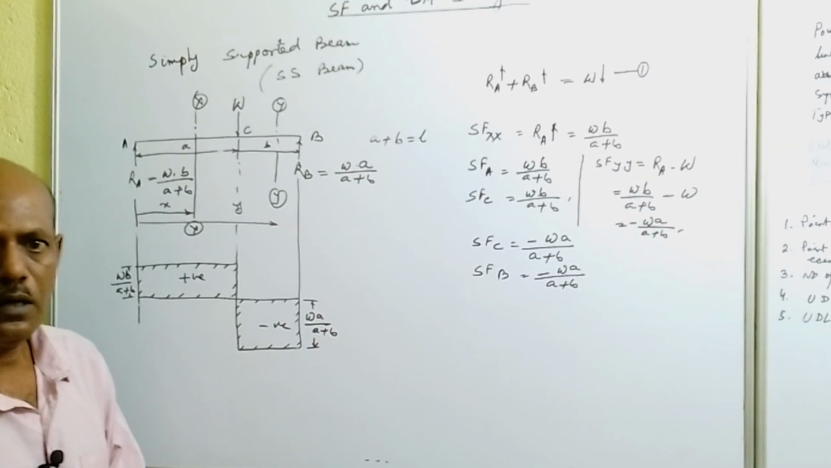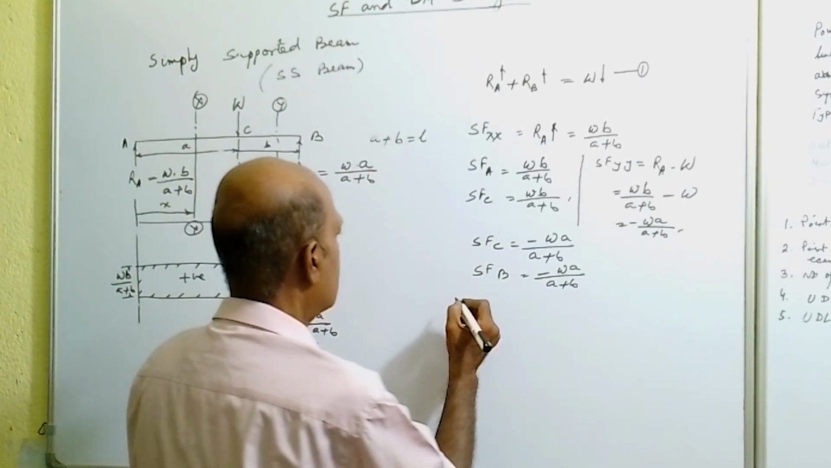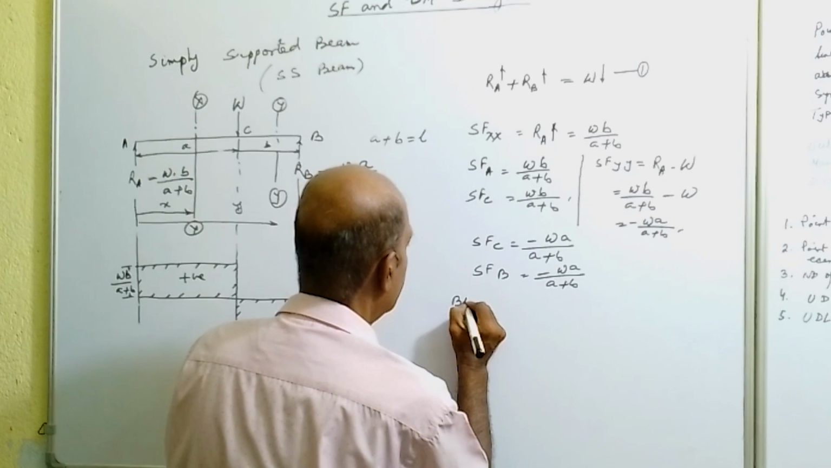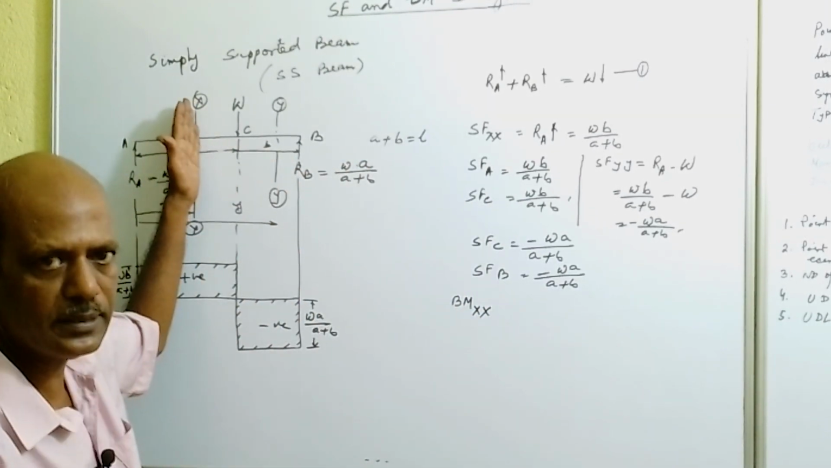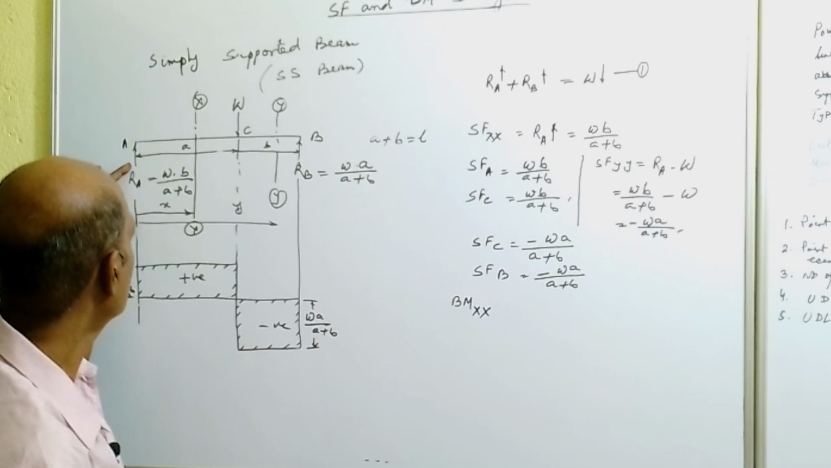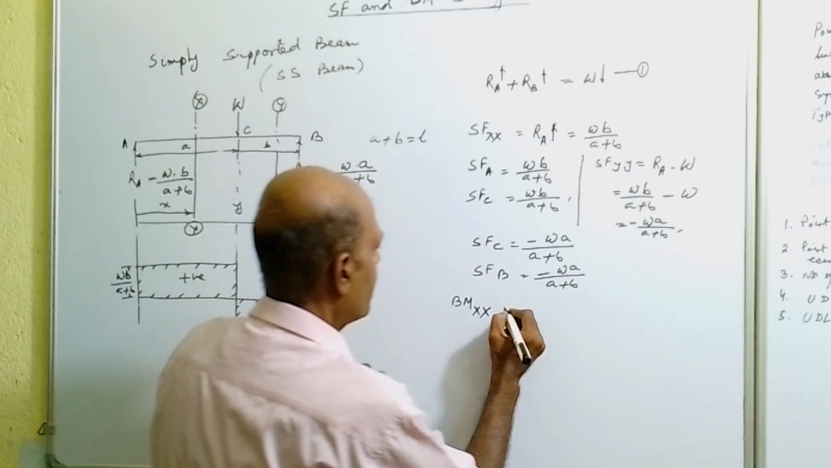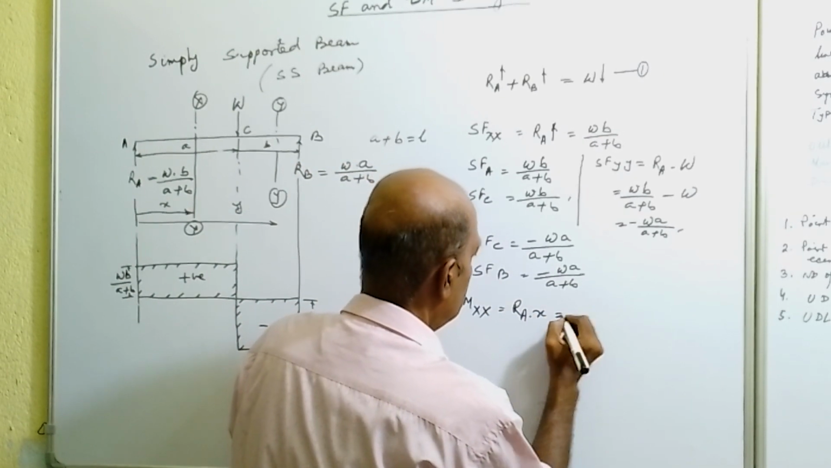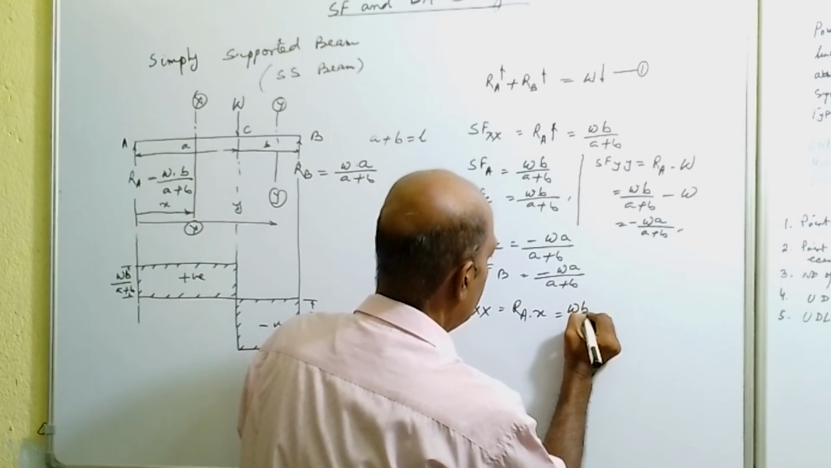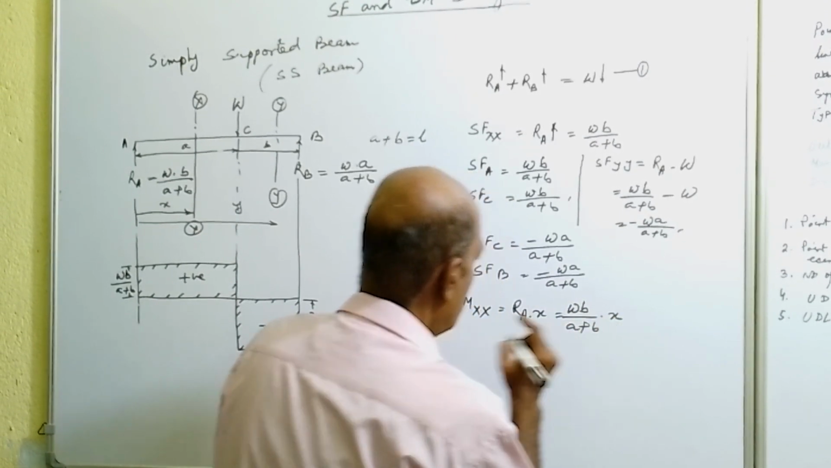Now we will go for calculation of the bending moment diagram. We will calculate the bending moment at section XX. This force will cause a bending moment about this section, that is RA into X. What is the RA value? It is equal to W into B by A plus B into X.